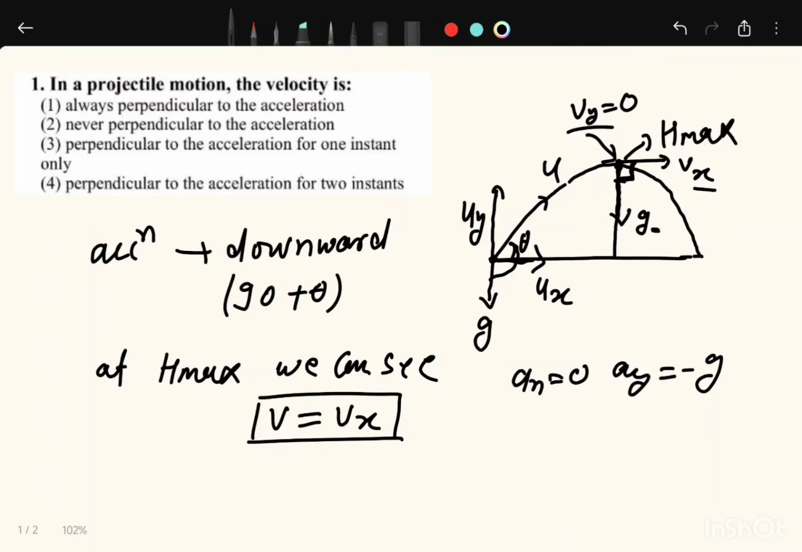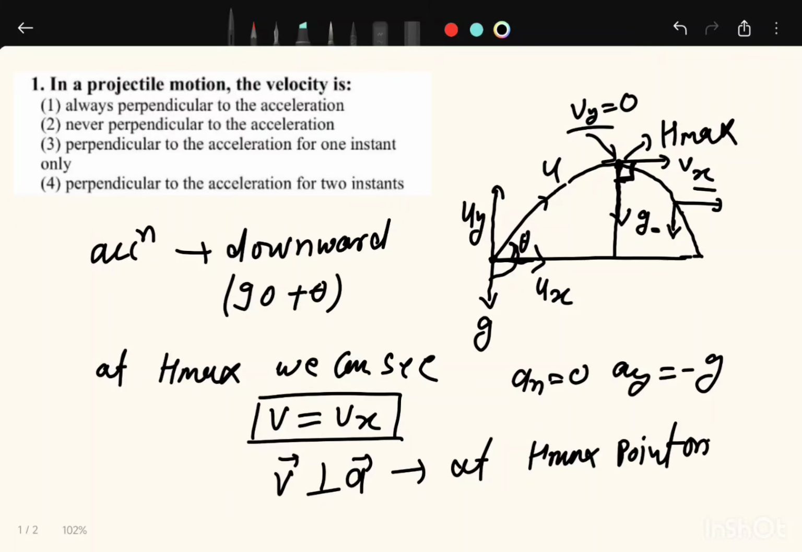Anywhere else, when the particle comes downward, it will have the x component as well as the y component, but this time, while returning, the y component will be in the downward direction, and while going up, the y component is always in the upward direction. So we can conclude that our velocity vector is perpendicular to the acceleration at the H max point only. So which option is correct? Option 3, perpendicular to the acceleration for one instant only.